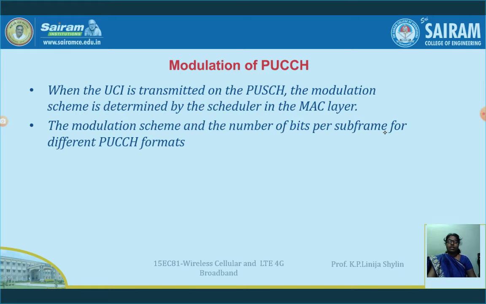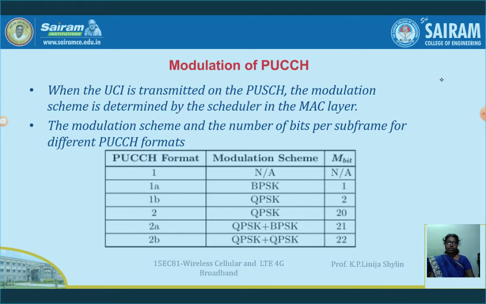Here we will discuss the modulation scenarios. What is the scenario when UCI is transmitted on the uplink control channel, that is, no uplink resource is assigned to the user equipment? Then what type of modulation has to take place? The following table gives the modulation scheme and number of bits per subframe for format numbers 1, 1A, 1B, 2, 2A, 2B, in the absence and the presence of the bits. Let us go to the next.